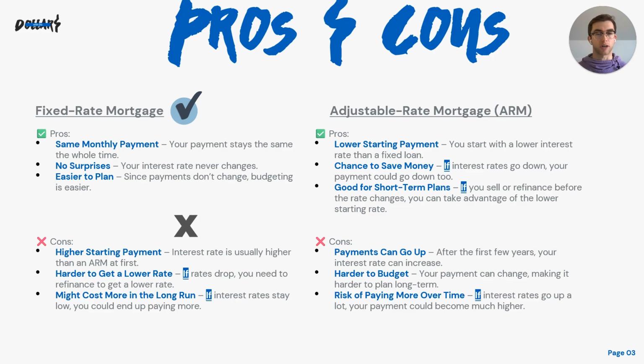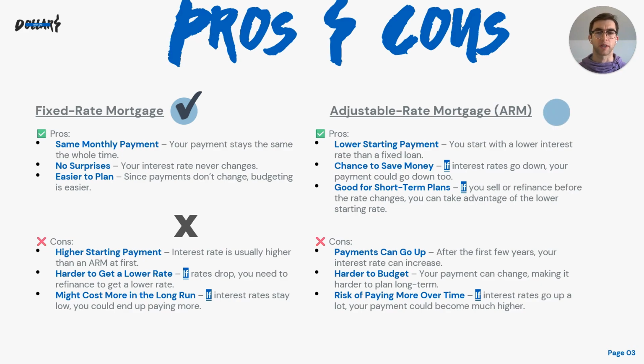The cons is that you start out with a higher interest rate, which again will make you initially pay a little more than it would on an adjustable rate mortgage. And it's harder to get a lower rate if rates drop. So if you realize that interest rates are decreasing, you are unable to get the benefit of that decrease because you're locked into that fixed rate. And so because of that, if rates stay low or get lower than what you're paying, you could be paying a little bit more than you would have if you were in an adjustable rate mortgage.